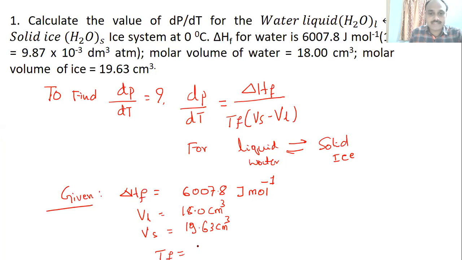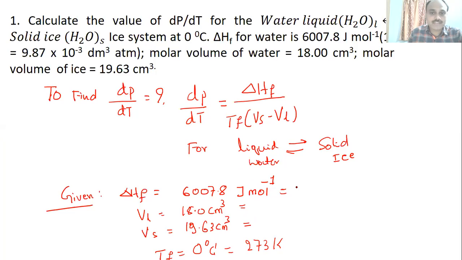TF is equal to 0 degrees Celsius. This you can write as 273 Kelvin. Okay. Now, this 18 cm cube and 19.63 cm cube. See, and what about this 6007.8 joule per mole? This you can convert into what? Where 1 joule is equal to 9.87 into 10 to the power of minus 3 dm cube atmosphere.